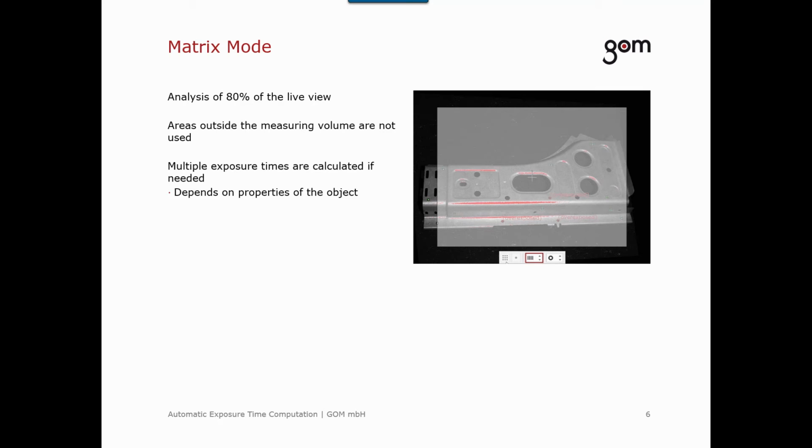The matrix mode can be used for more complex objects. As a consequence, multiple exposure times are calculated, but only if more than 1 exposure time is really needed. This depends on the properties of the object, for example if dark and bright areas exist. Now I would like to demonstrate the use of the matrix mode.